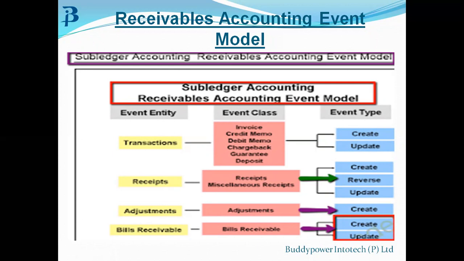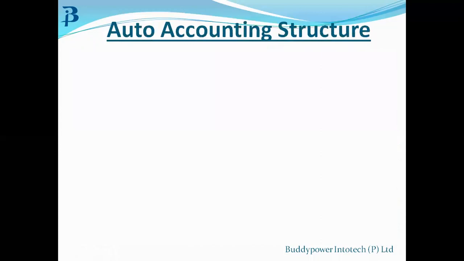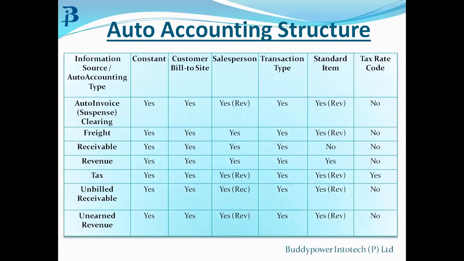Okay. So we'll move to the next slide, which is your auto accounting structure. Auto accounting is a very flexible and time-saving feature that automatically creates your general ledger accounting flex fields. You can set up auto accounting to create accounting flex fields that meet your business needs. When you run auto accounting, receivables assigns valid accounting flex fields to your invoices and credit memos.